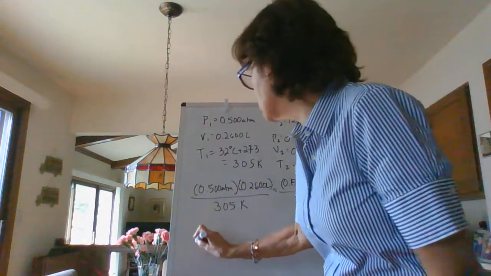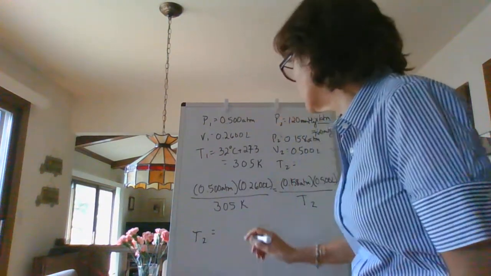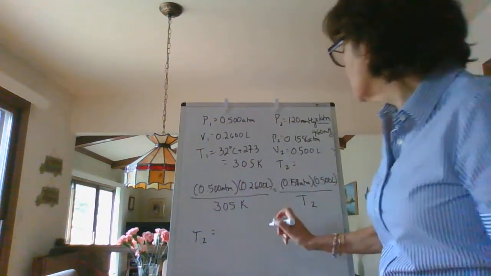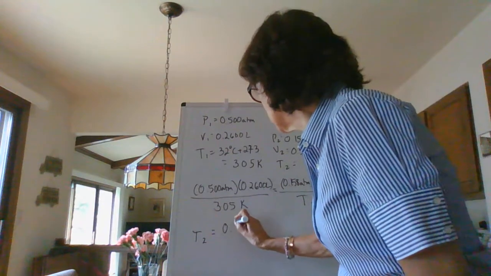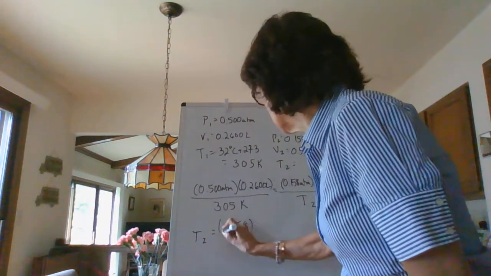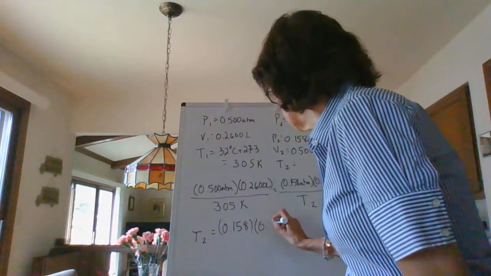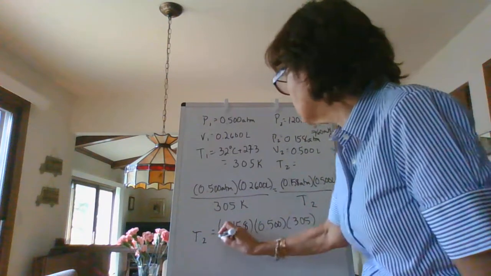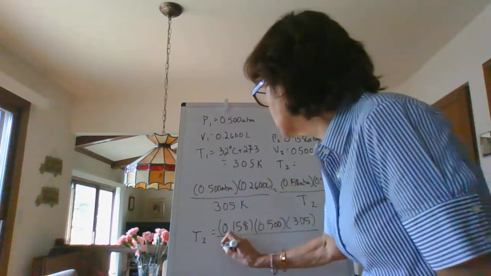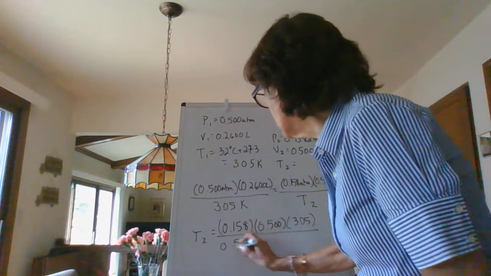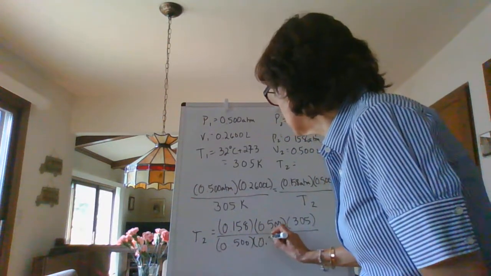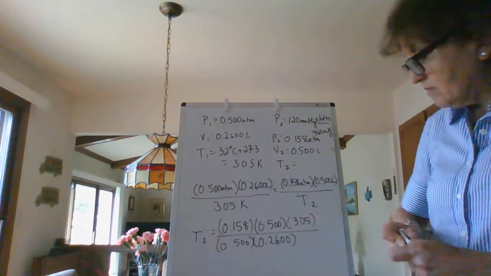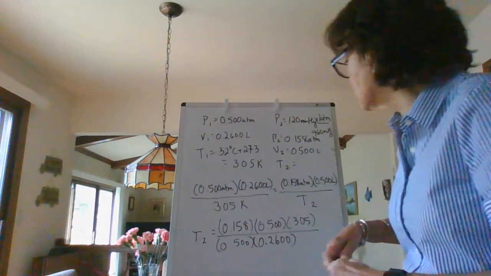So I'm going to say T2 is equal to, basically I bring this up here, bring this over here, bring this down here. So it's going to be equal to 0.158 and then 0.500 and then 305. And then down here, this guy's going to be 0.500 and then 0.2600. Now, if I put the units in there, you will see how everything cancels.